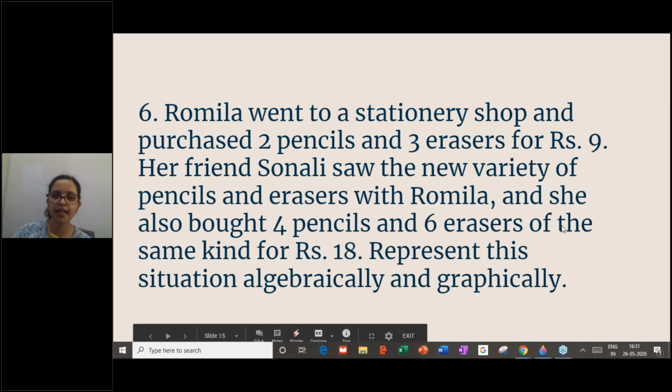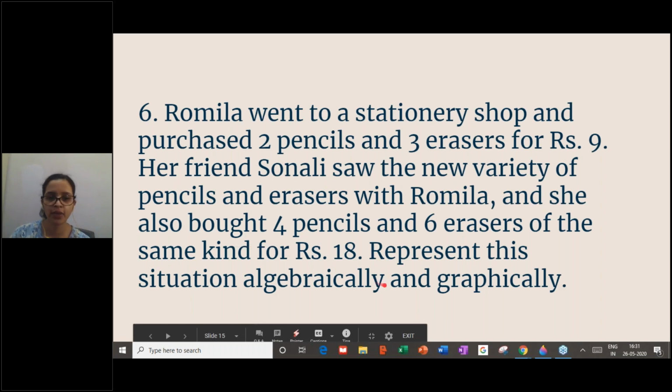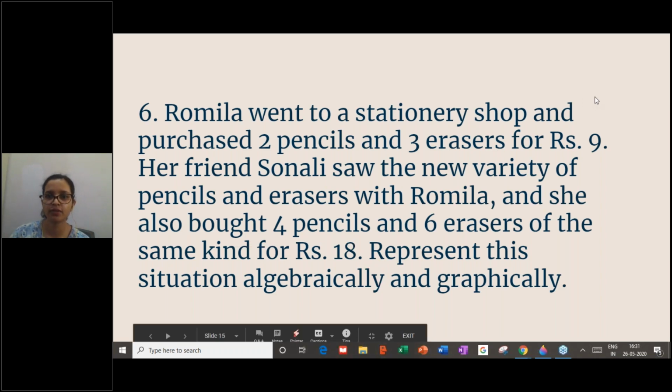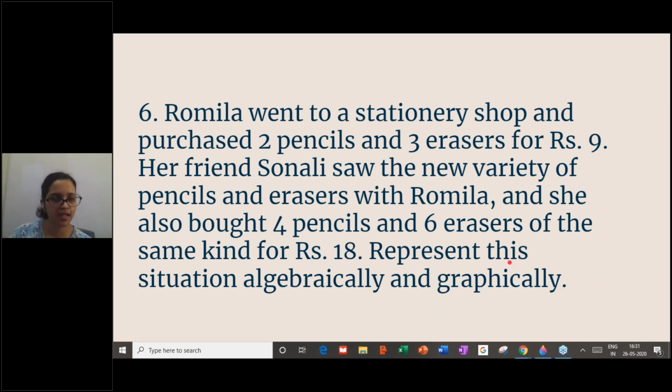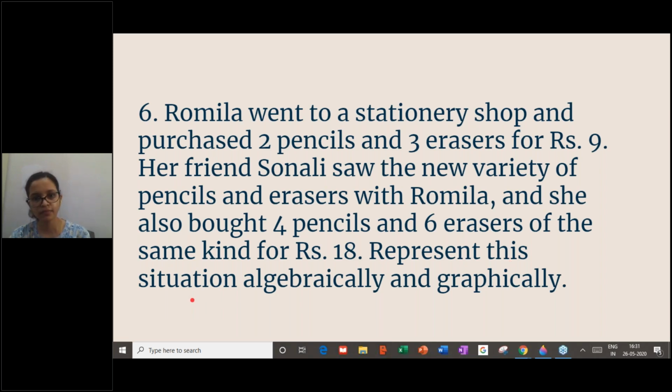If you notice here, they haven't asked you to find the value of x and y, so do not sit and solve these equations, please. When they ask you for the value, that time solve. In this case, they are only asking you to form a linear equation. So the equations you got, 2x plus 3y is equal to 9 and 4x plus 6y is equal to 18, that would be the answer for represent this situation algebraically.